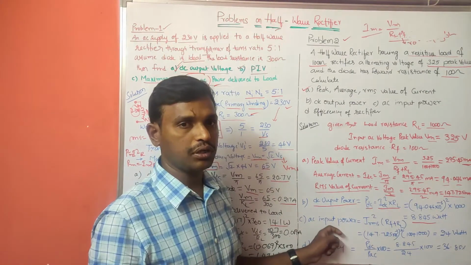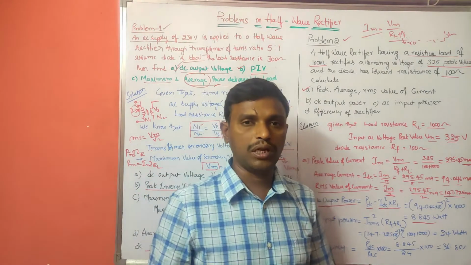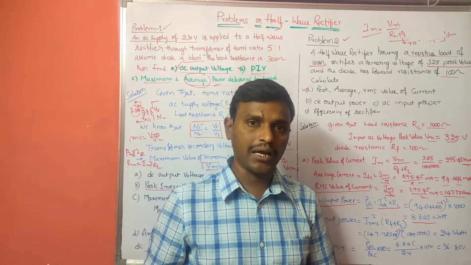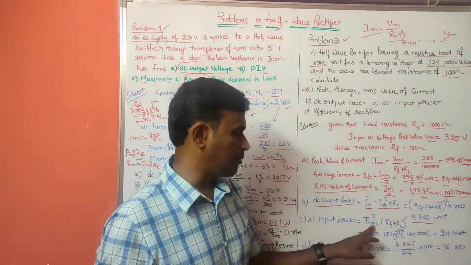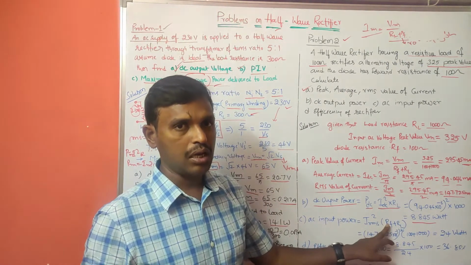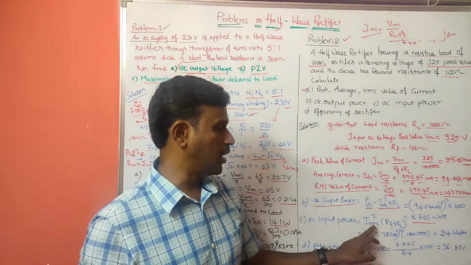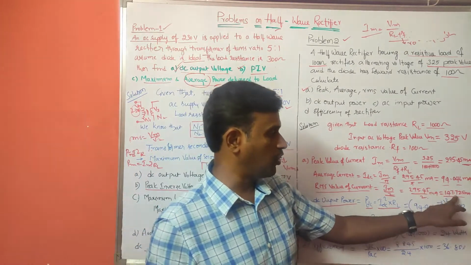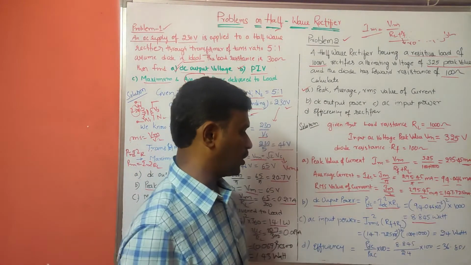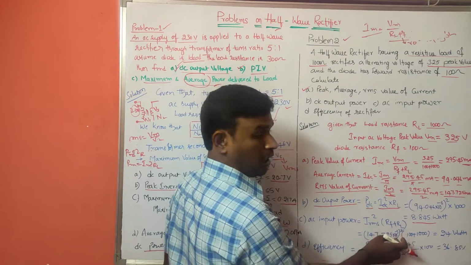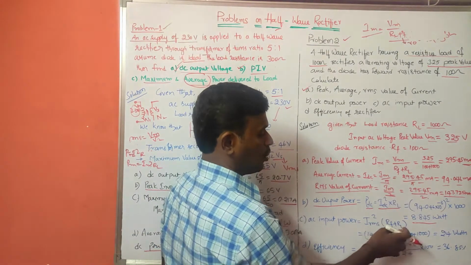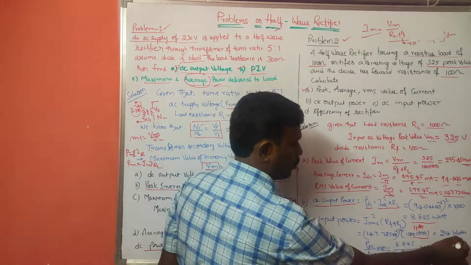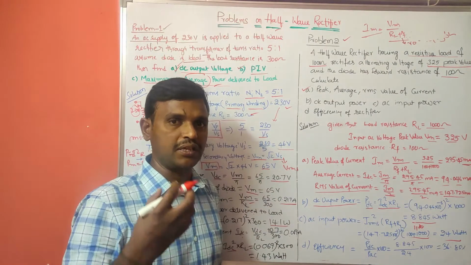So next what we have here, AC input power. We have the formula that AC input power is equal to IRMS square multiplied with RF plus RL. RF plus RL is equal to 1100 and IRMS we got is 147.725. Therefore it is 147.725 into 10 power minus 3, because it is milliamperes, whole square multiplied with 1100. If you multiply this, you will get 24 watts of power, that is AC power.